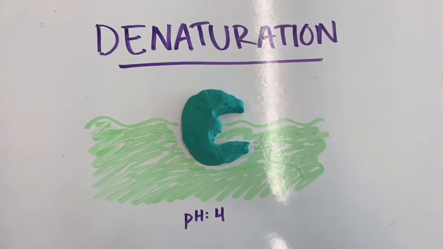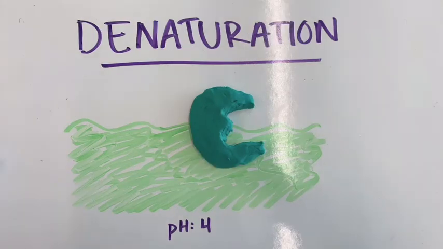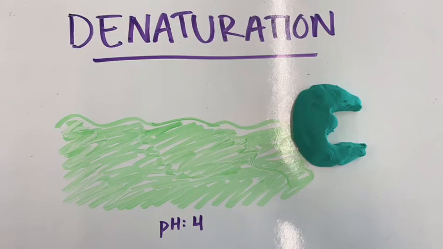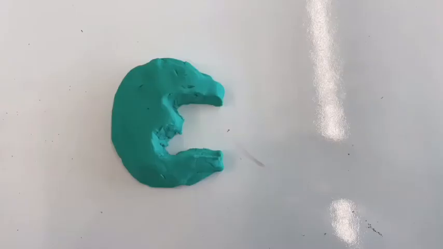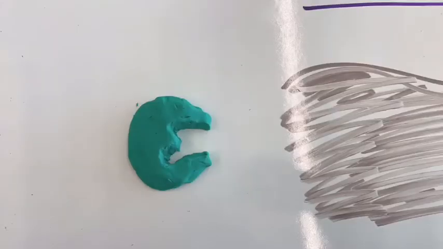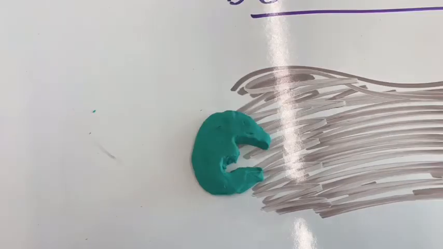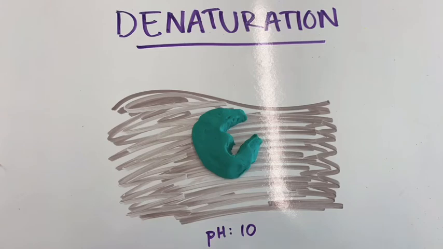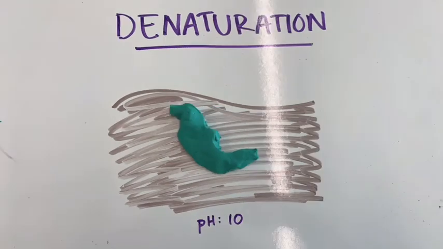A second way that an enzyme can denature is a change in pH levels. This can happen if an enzyme is taken out of its pH and into a higher pH environment or a lower pH environment. In this example, we have an enzyme in a pH environment of 4 and is put into an environment with a pH of 10. This causes the enzyme to lose its shape and denature, rendering it inactive.